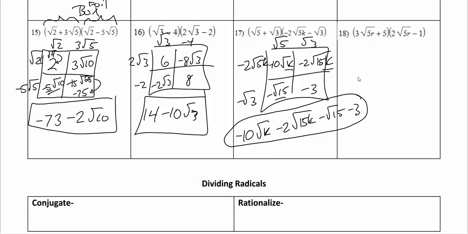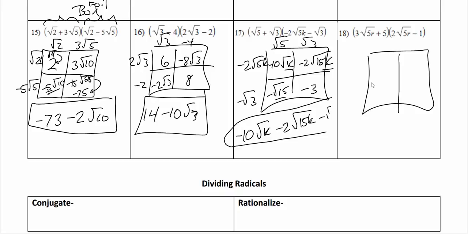Okay? I'm going to erase some of that as well so I can do number 18 in that box. So make sure you have it. Okay, number 18. Again, make my box. 3 root 5r, 2 root 5r, and a negative 1. 2 times 3 is 6, but now 5r and 5r, those are exactly the same. So those 5r's both pop out. Boom, one of them pops. So 6 times 5 is 30r.